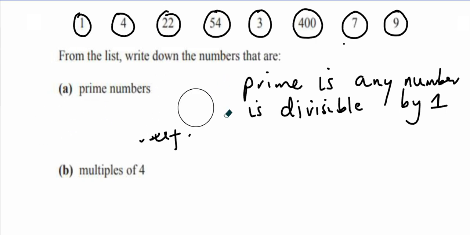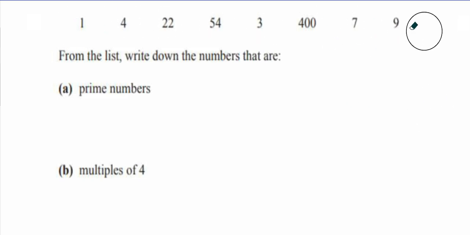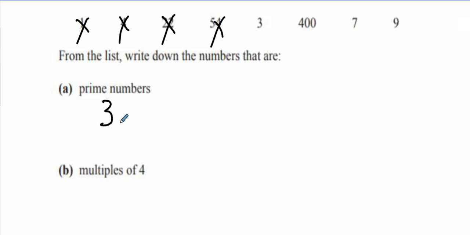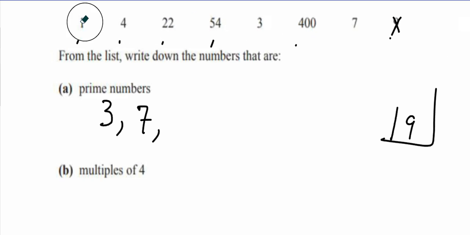Now let us see from this list which number is prime. 1 is not prime. 4 is not prime because it is divisible by 2, it is also divisible by 4, and it is also divisible by 1. 22 is not, 54 is not, 3 is a prime number, 400 is not, 7 is a prime number. 9 is not a prime number because it is divisible by 1, by 3, and by itself, so it has more than 2 factors. So that is done.